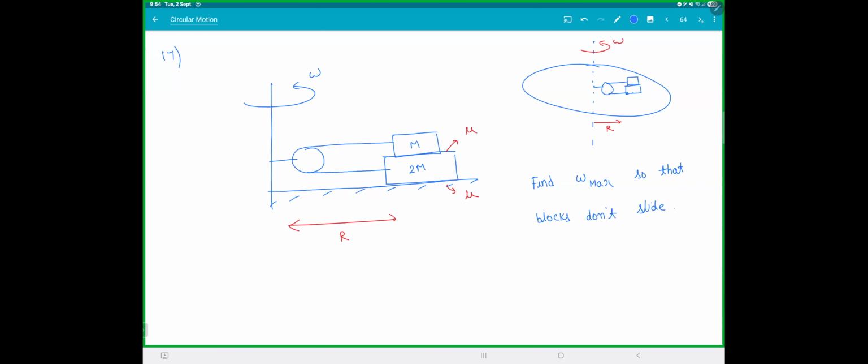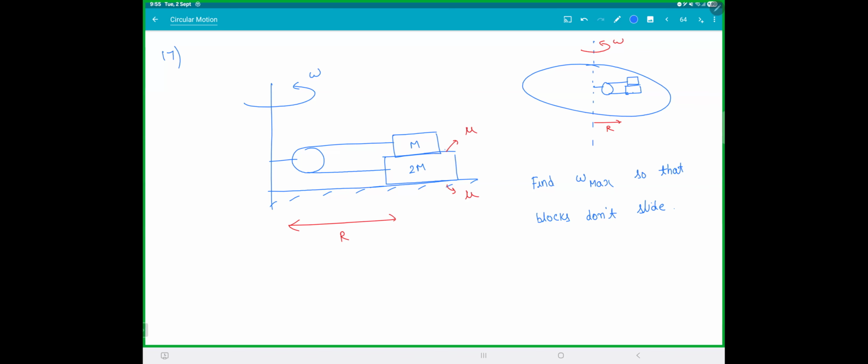Root mu g r. Okay. I felt that is a little less. Root 2 mu g by 3r. Okay. You can treat the blocks as point masses for that radius. We have two different answers. Mu g by r and 5 mu g by r. Okay. Root mu g.